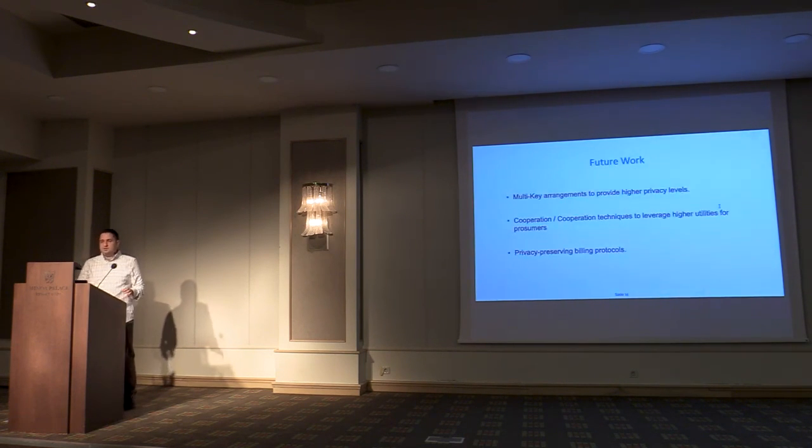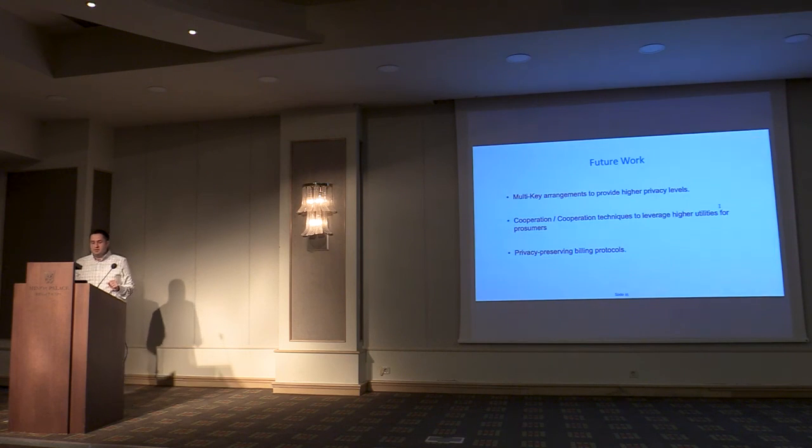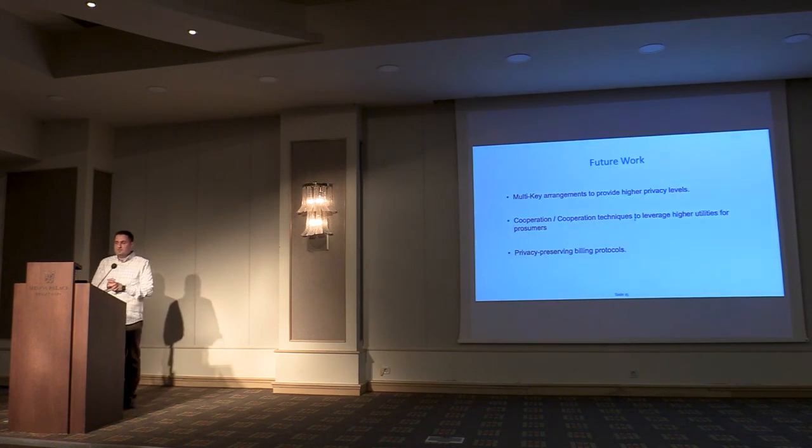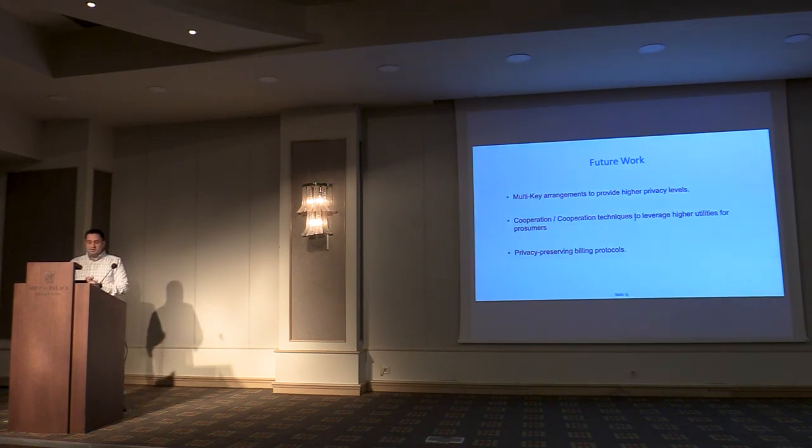As future work, since we have improved the performance of the system, we have budget to use more performance. We can use multi-key arrangement to provide a higher privacy level, which is also computationally intensive. Also, we can use cooperation and coalition techniques to leverage better utilities for prosumers. In the end, we plan to deploy privacy-preserving billing protocols for settlements.